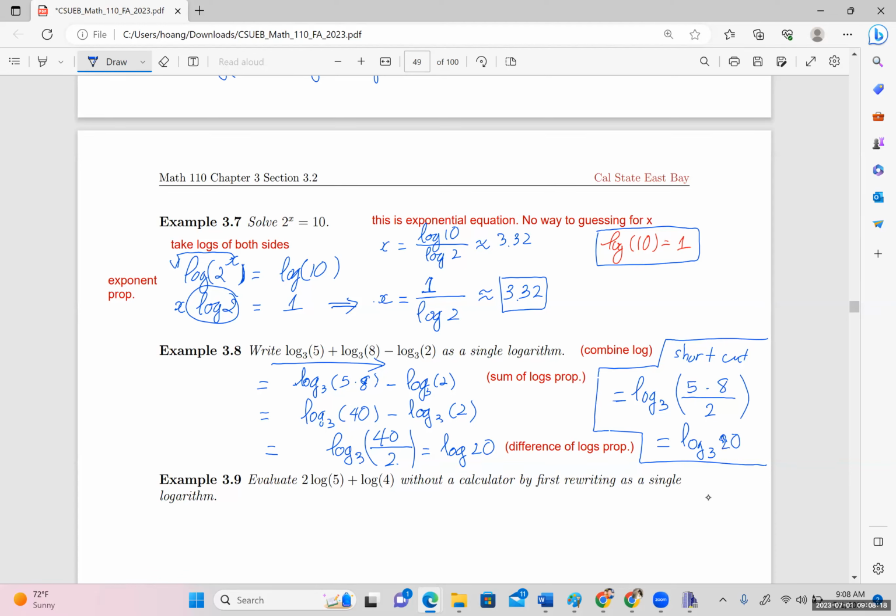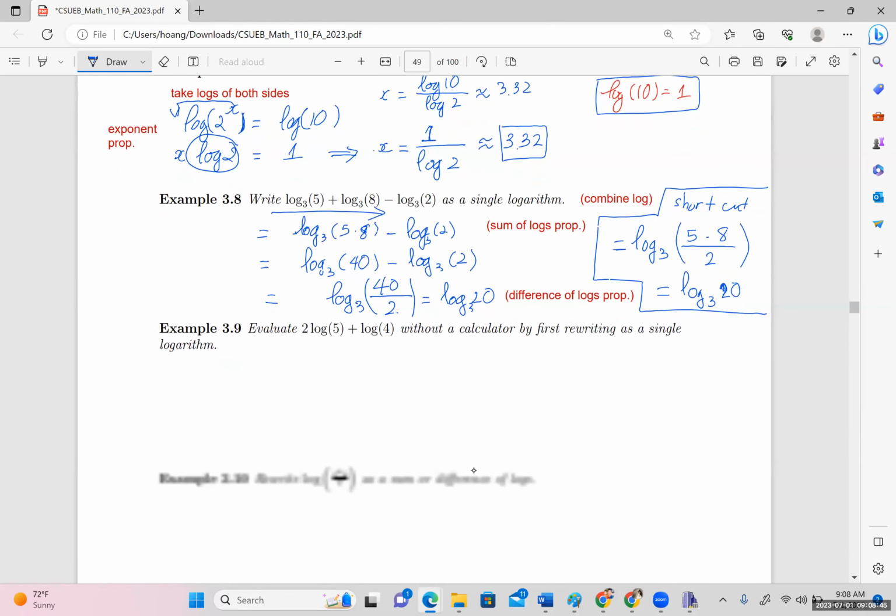Keep in mind that I don't have to use a calculator to find what log base 3 of 20 is, because I'm trying to have a single log. Okay, so this is the last step I should have. I missed 3 here. Okay, let's do 3.9.